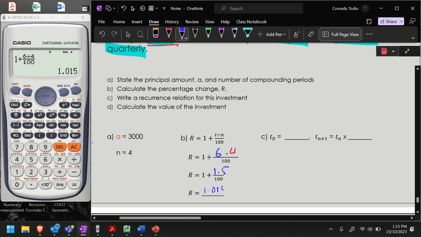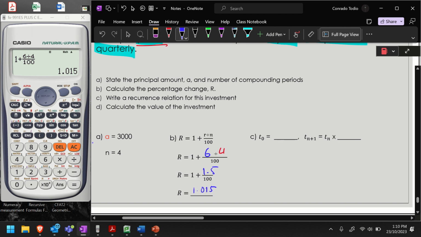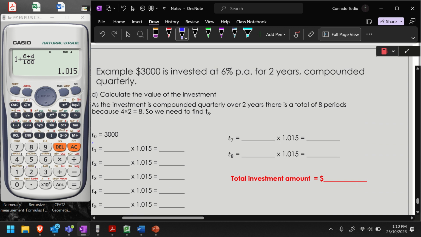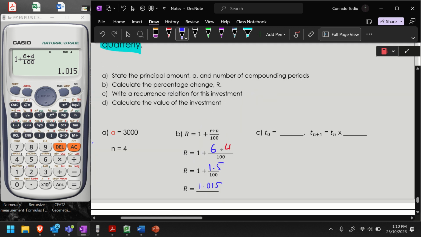Okay, write the recurrence relation for this. Recurrence relation. Let me ask. Celine, can you remind me what's a recurrence relation? What does it tell us? It tells us two things. Yeah, what are they? It tells us two bits of information. The start. Tell me what's the start in this question. Good. 3,000. And what's the other piece of information it tells us?